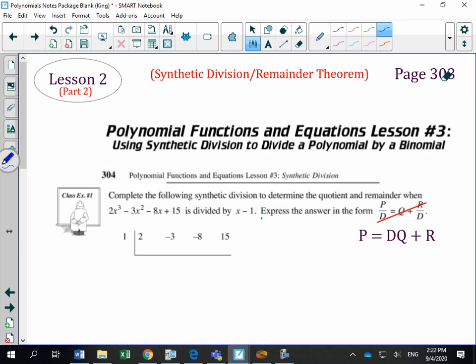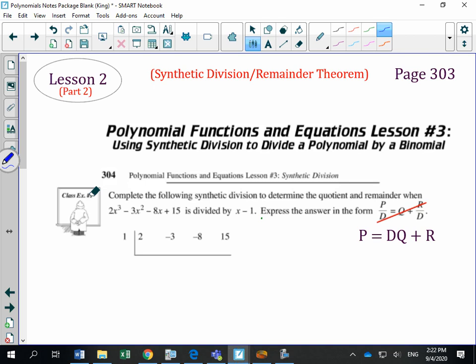You will find that this is a much more efficient method of division than long division because it doesn't contend with all the variables that long division does. Once you get your head wrapped around synthetic division, if I ever gave you the choice, 99% of you will divide using synthetic division. Nothing is on page 303 of your workbook, so you could actually flip, and the first class example is on page 304.